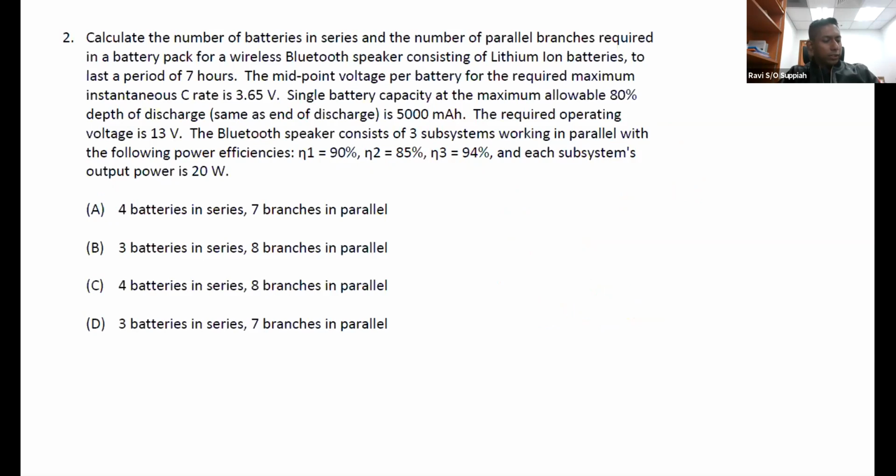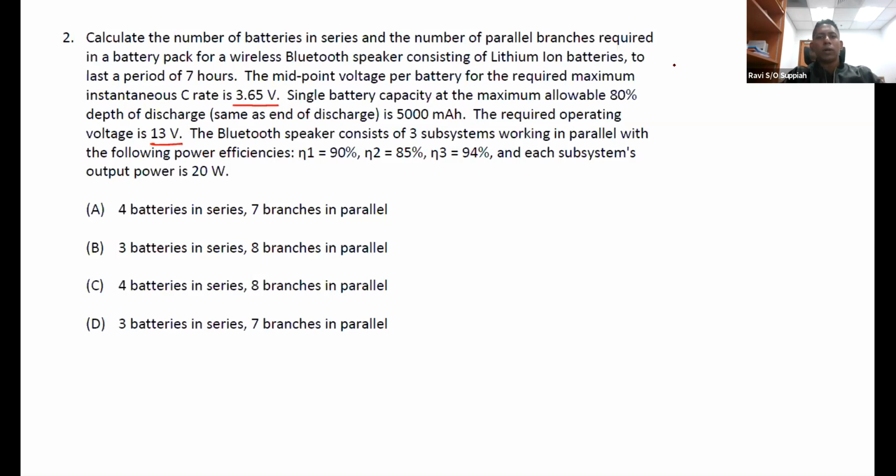Okay, so the next question is on battery design, and it's quite a standard process. If you look back at the studio handout and what you did in the studio, you do it step by step. We know that the midpoint voltage for the battery is 3.65 volts. So the first step is we start with the midpoint voltage based on the instantaneous C rate that is required, and from there, we look at the required operating voltage.